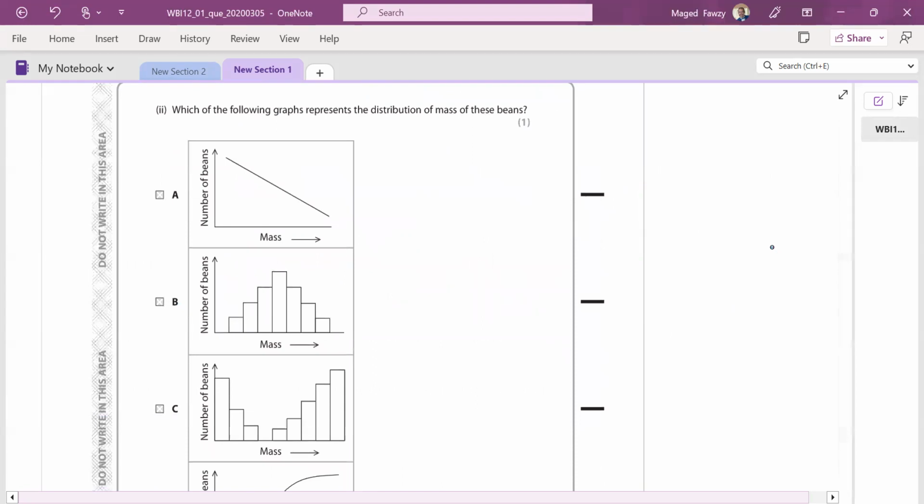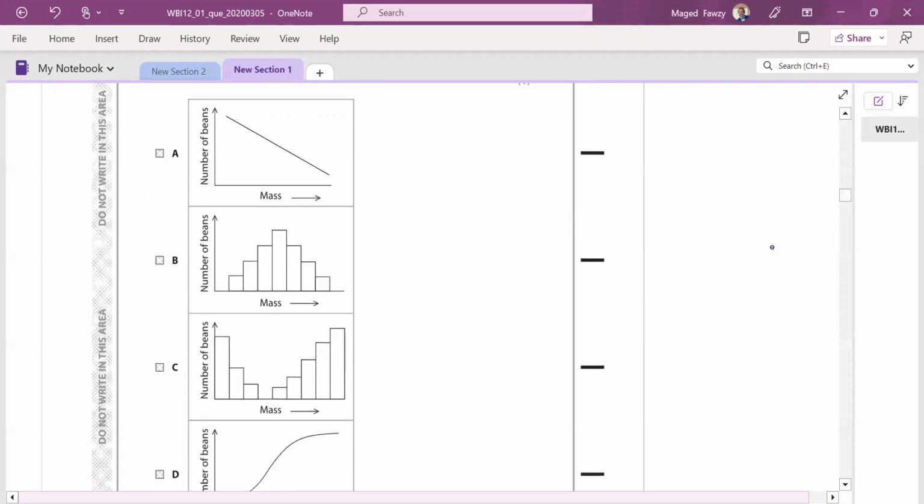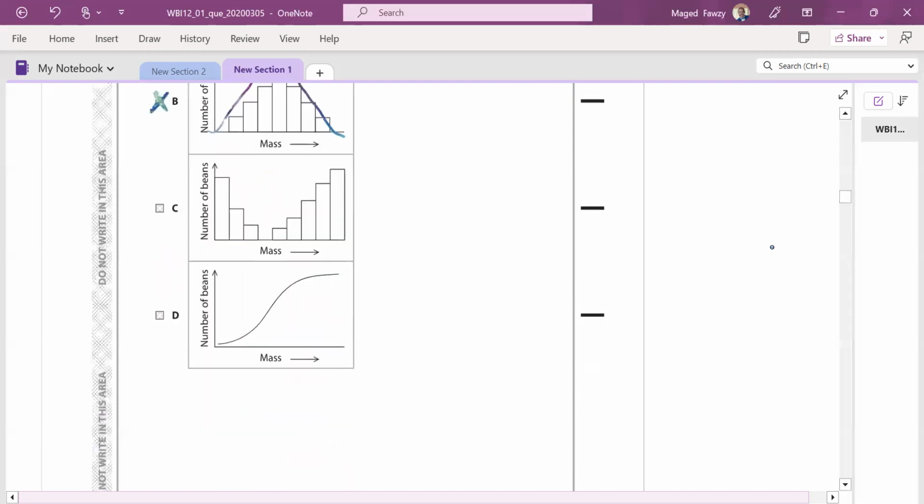The distribution of mass of these beans. Okay, what do you think? Think about B, continuous and discontinuous variation. Do you think the mass is a continuous variation example or discontinuous? Continuous, because it's polygenic. So yes, because it's polygenic, it's continuous, and it is controlled by a range of genes. So the answer is, okay, this is the shape of the curve. It is a normal distribution curve or normal distribution graph.